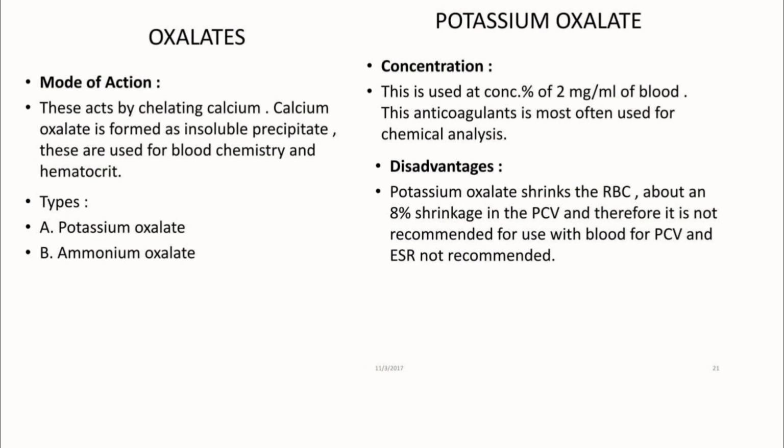Potassium oxalate is used at a concentration of 2 mg per ml of blood. This anticoagulant is the most often used in chemical analysis. Advantages: potassium oxalate shrinks the RBC, above 8% shrinkage of the PCV, therefore PCV and ESR are not recommended.